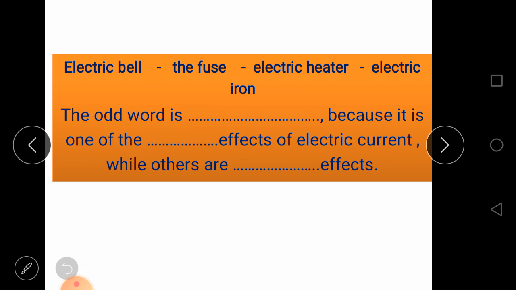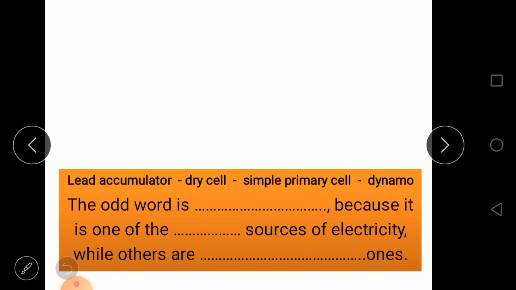Let's go to the questions, which are the odd word here. Here we have the most famous question: electric bell, fuse, electric heater, and the electric iron. The odd word is electric bell because it is from magnetic effect, whereas others are thermal effect.